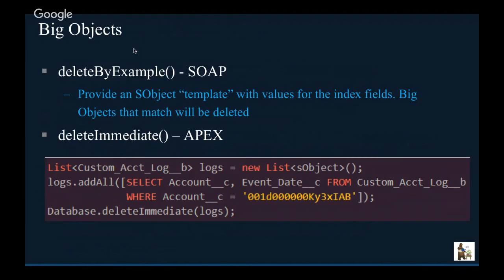Have you heard of Field Audit Trail? Field Audit Trail is an add-on where they'll give you 10 years to track all your fields. Behind the scenes, that's what they're using as a big object. That's kind of where it came about.